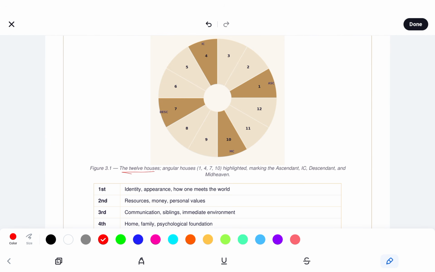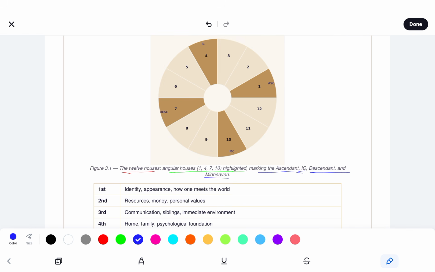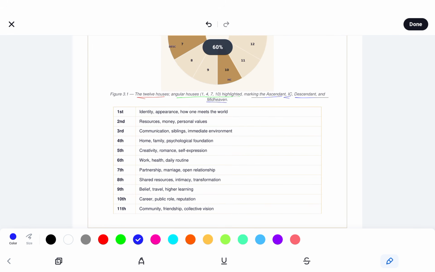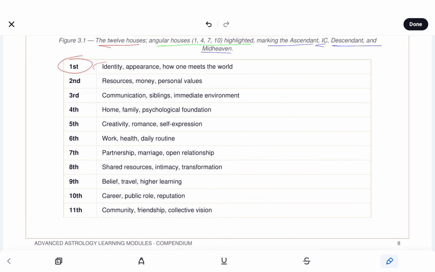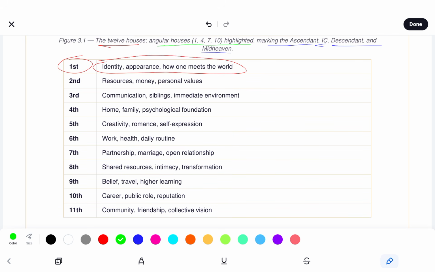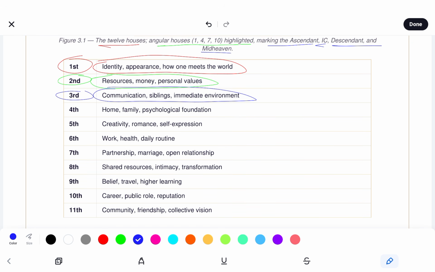12 houses, we see angular houses 1, 4, 7, 10 highlighted, marking the ascendant, IC, descendant, and midheaven. Now, we'll get into these houses in more detail. See, the first house is identity, appearance, how one meets the world. Second house is resources, money, personal values. Third house is communication, siblings, immediate environment.